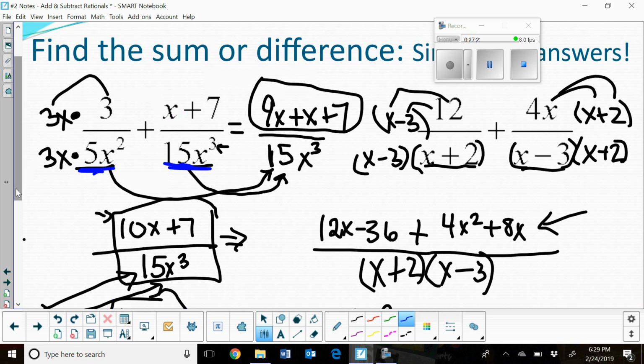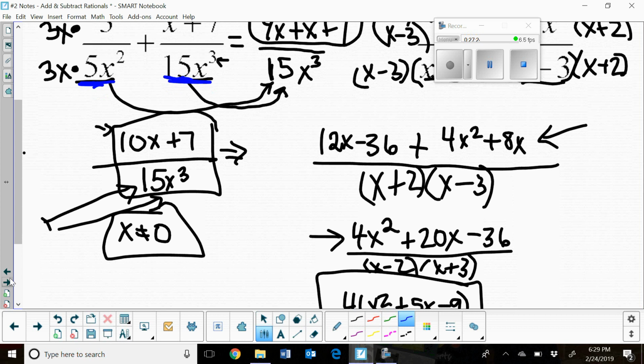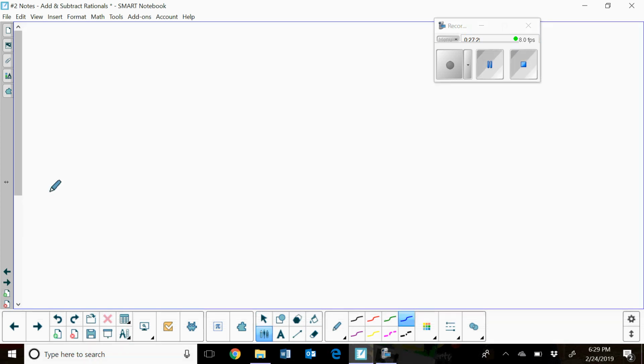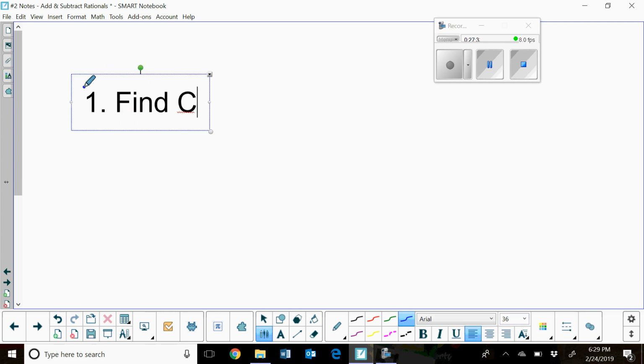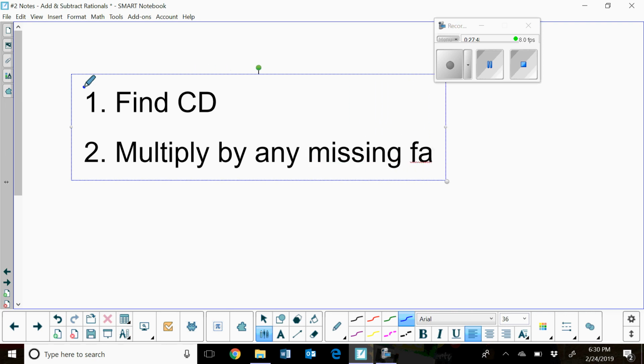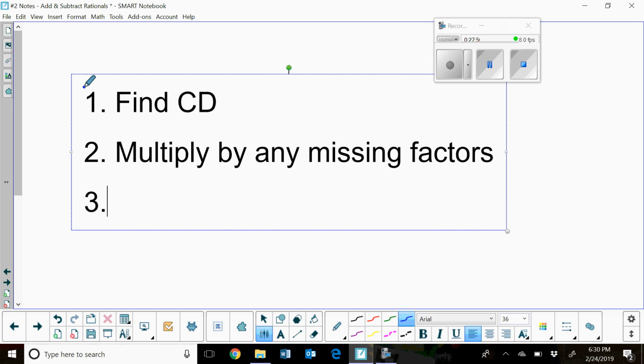Really, you just have to practice, but the steps are this. Let's make a slide of just our steps. Okay, the first thing you want to do is find a common denominator. Then you want to multiply by any missing factors. You got to multiply the top by those factors. And then you simplify the top, which is known as the numerator.